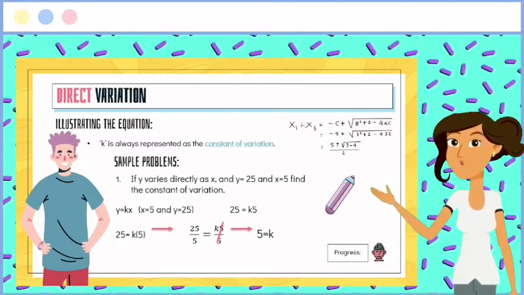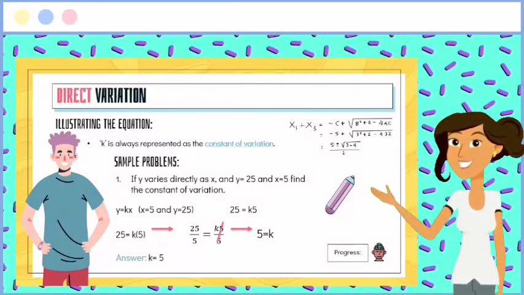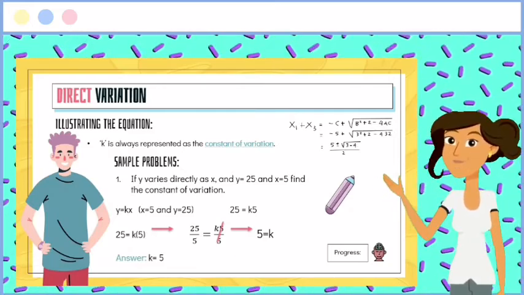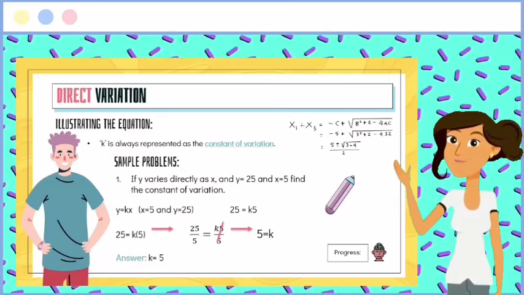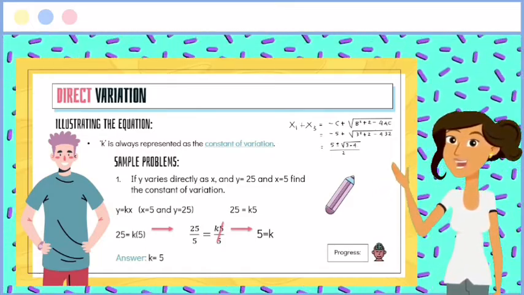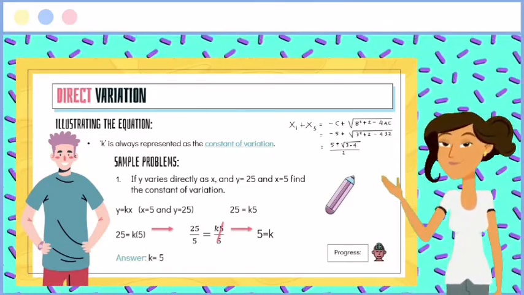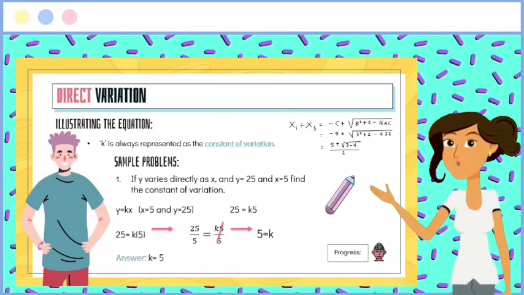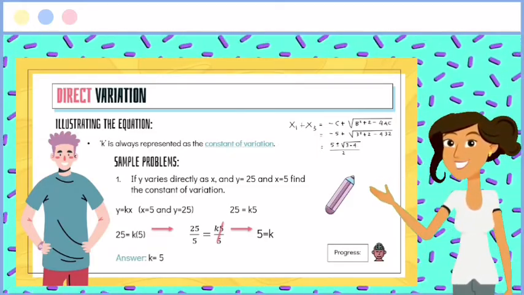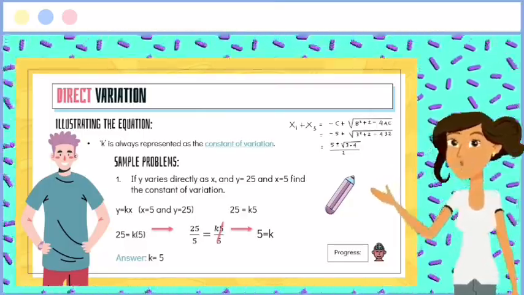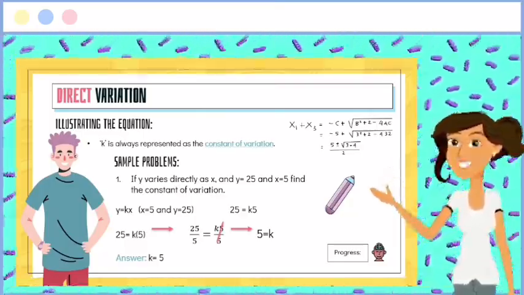And then all we have to do is to substitute the numbers given on the problem. So it will be 25 is equals to constant of variation 5. Now, all we have to do is to divide both sides by 5. So our answer will be 5. Therefore, the constant of variation is 5.